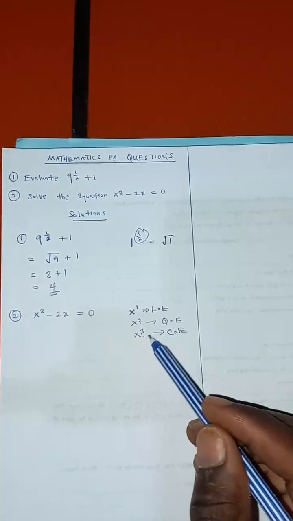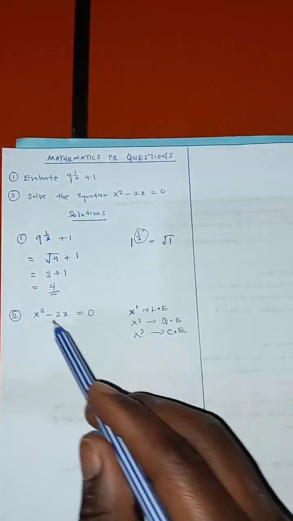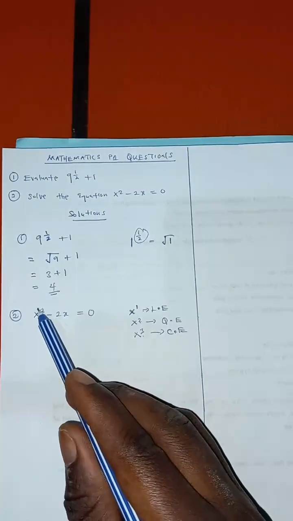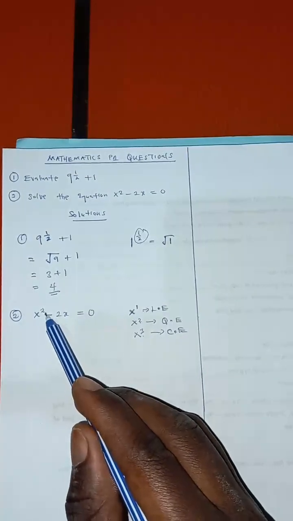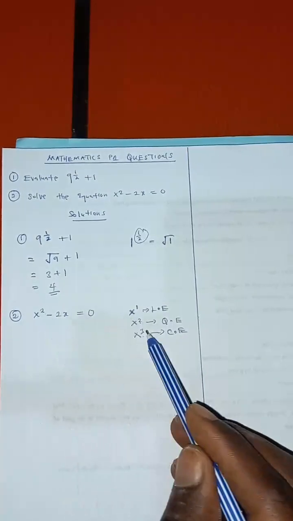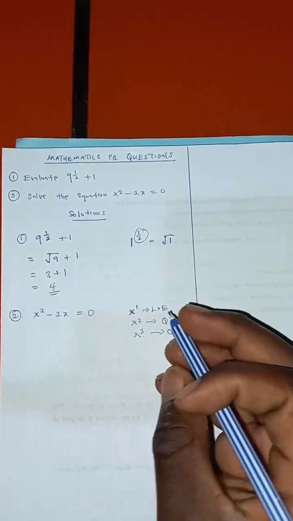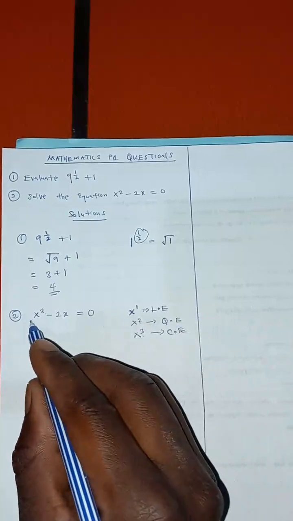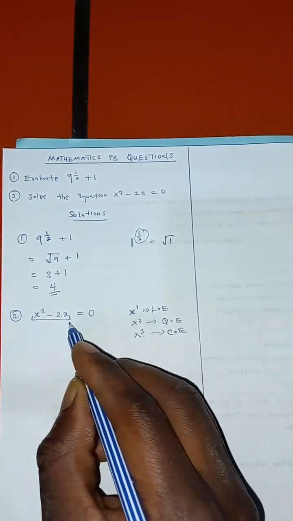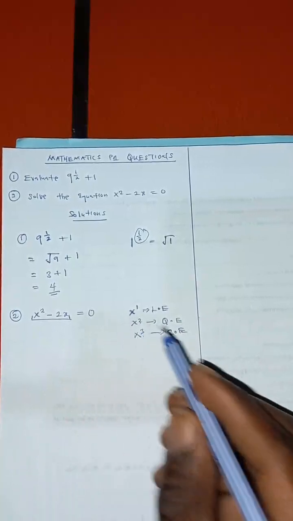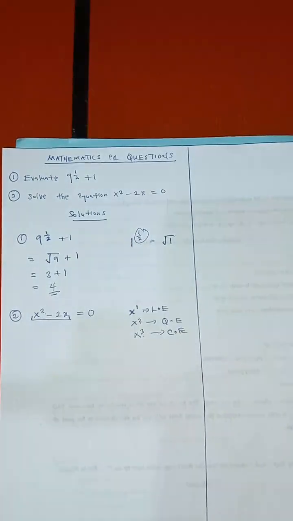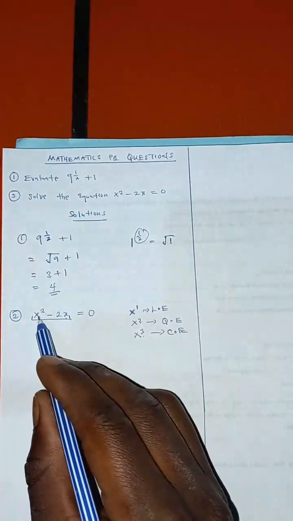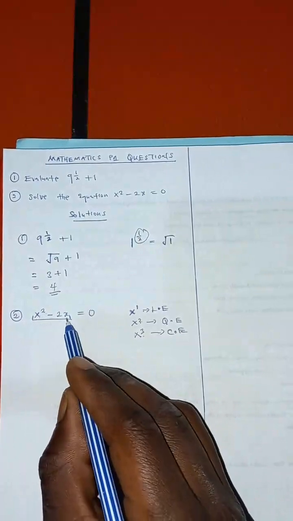Are we clear? Now, in this case, what do we have? We have a power of 2, so it is a quadratic. Since it is a quadratic, we need to factorize first. After factorizing, we will equate everything to 0. So here, what is common? x is common. x is on this side and x is on that side.